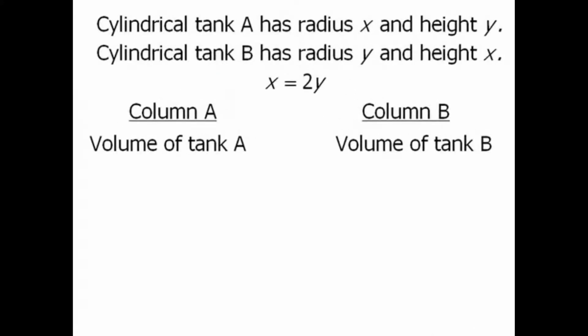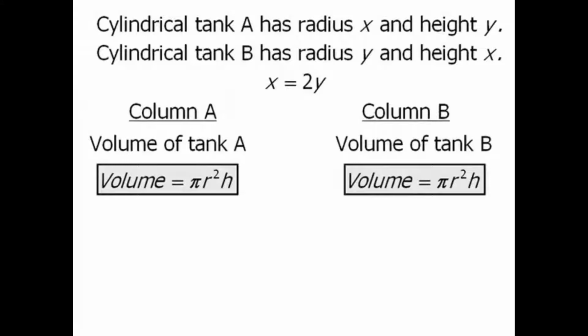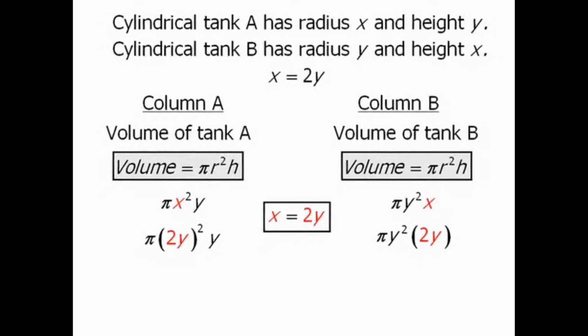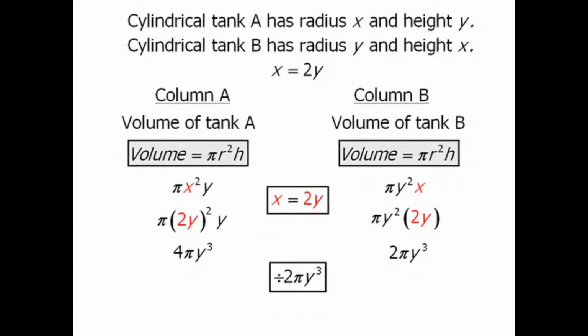Okay, to find the volume of each tank, we'll need the formula for the volume of a cylinder. Now the question gives us the radius and height of each tank, so we'll plug these values in. And now remember that the question tells us that x equals 2y. So in each expression, we'll replace x with 2y. At this point, we can simplify both columns. And finally, we'll divide both columns by 2 pi y cubed to get the following.